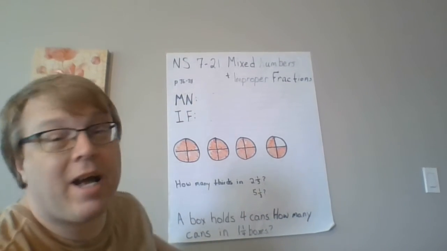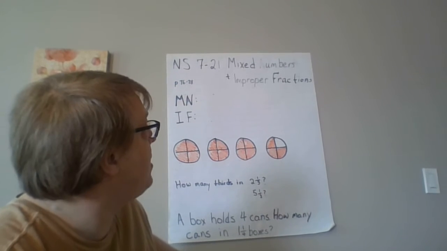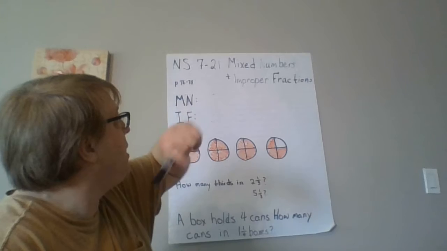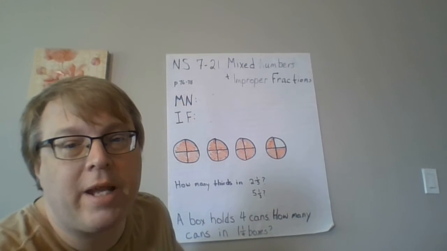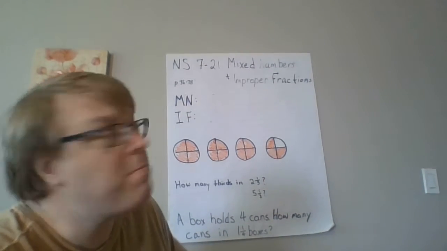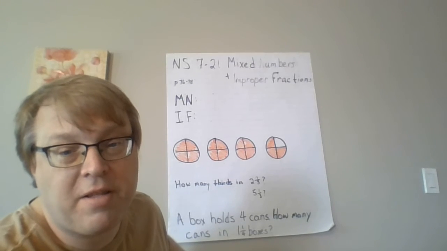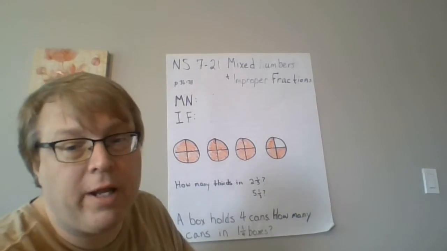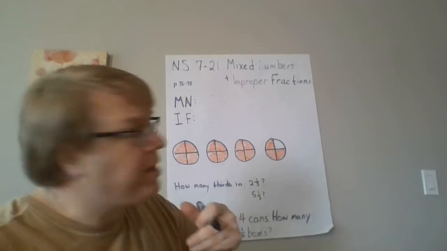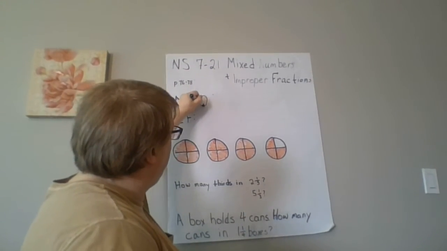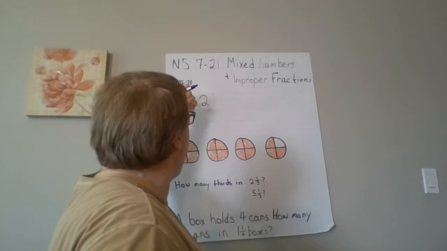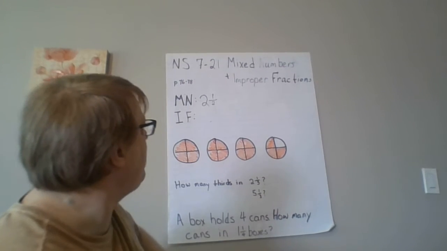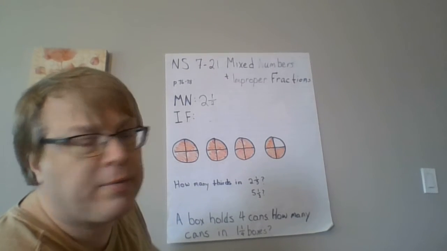Today we're going to look at another lesson in grade 7 math, number sense, grade 7, lesson 21, mixed numbers and improper fractions in your Jump Math book. It's on pages 76 to 78. So first of all, what is a mixed number? Let's review. A mixed number is when you have a whole number and a part. Let's say 1/2. So we say 2 and 1/2.